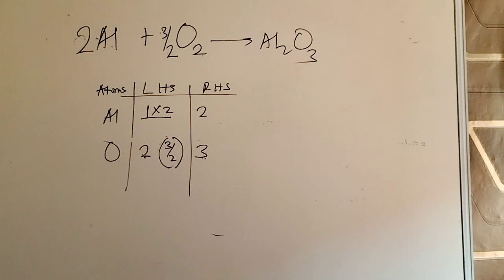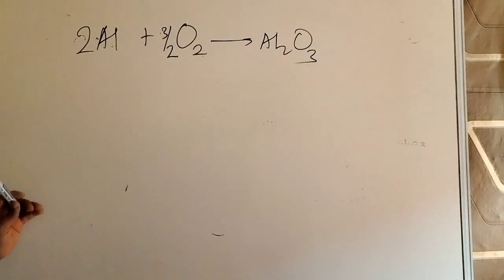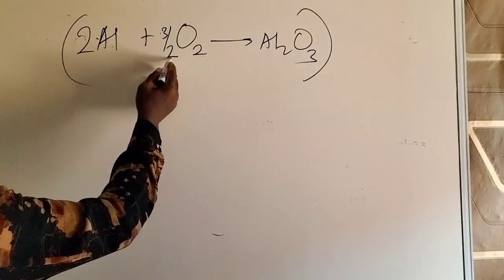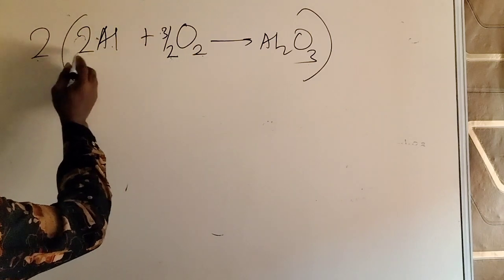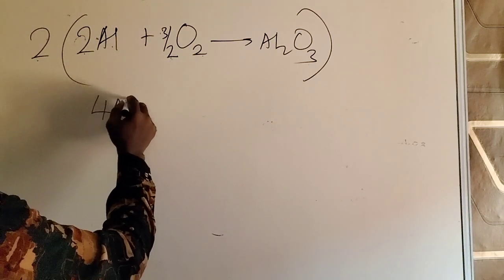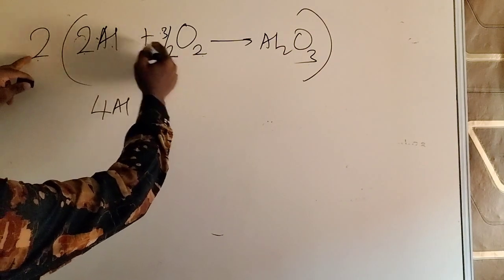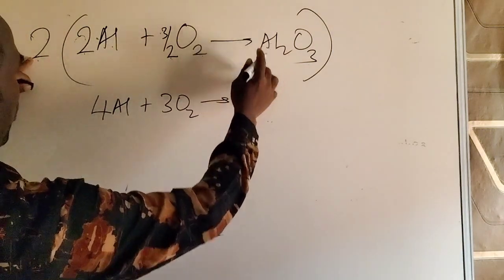But since we don't normally balance equations using fractions, we balance normally with whole numbers according to Dalton's theory. So we have to change this fraction to a whole number. How do we do that? Multiply everything by this denominator, by these 2. So multiply the coefficients by the denominator. So 2 times 2 here gives you 4Al plus 3 over 2 times 2, the 2 cancels 2, giving us 3O2.